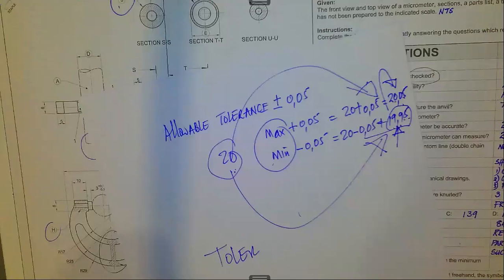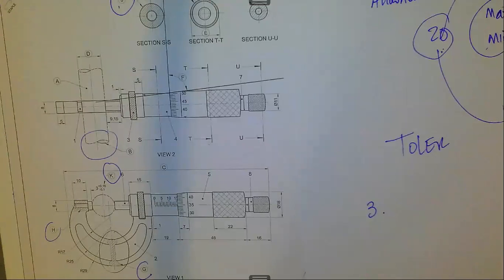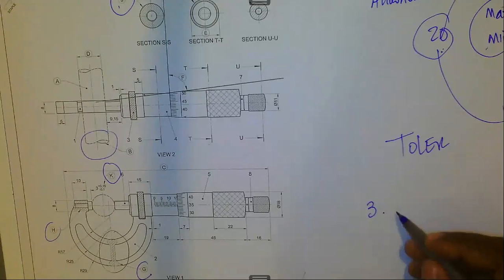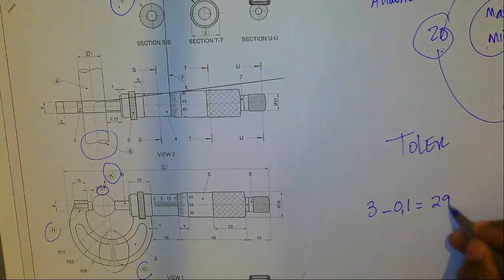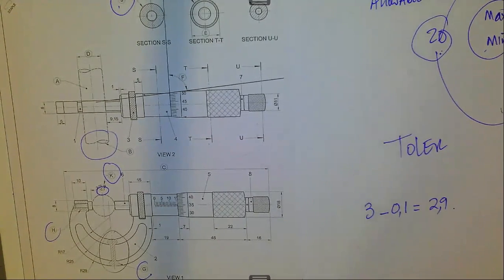Right. If they say a minimum, it is subtracting. So what is it we are subtracting? We are subtracting this one, which is 0.1. We get a value. So say 3 minus 0.1. Right. We now get 2.9. That is the answer that we require.